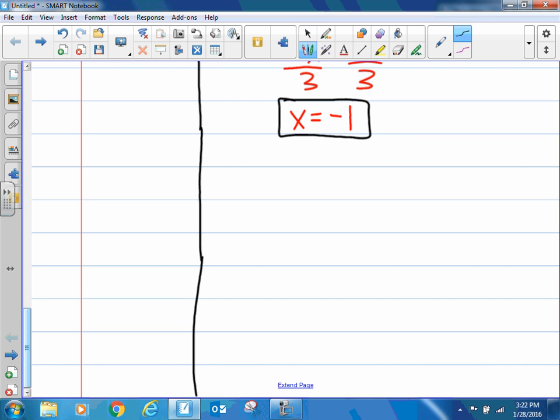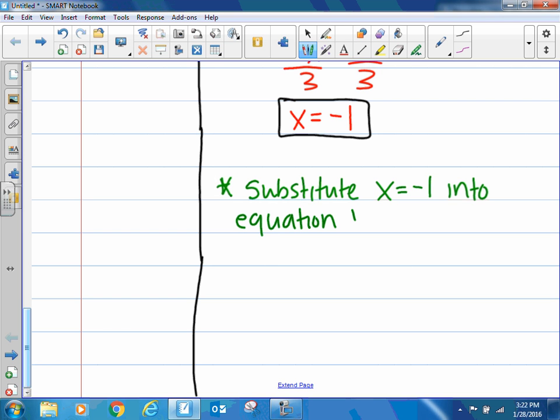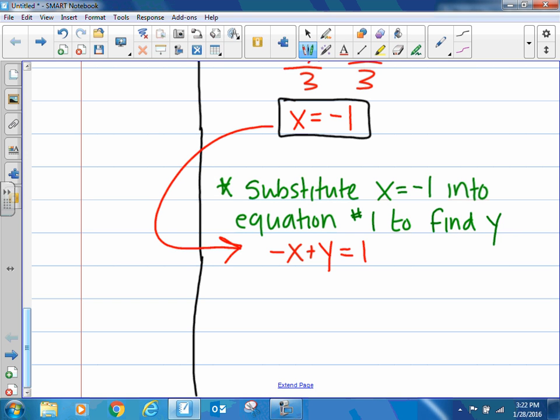So now we've got to figure out what y is equal to. And if you look, the next step says substitute x equals negative 1 into equation number 1 to find y. So let's do that. If you remember, equation number 1 was negative x plus y equals 1. Well, I know x is negative 1, so I'm going to plug it in.